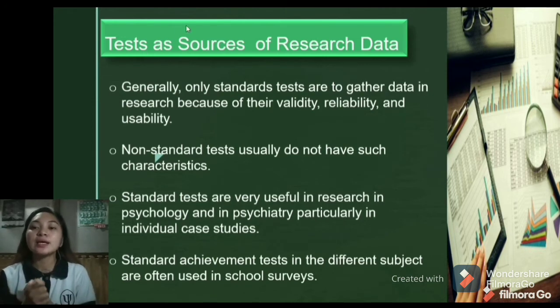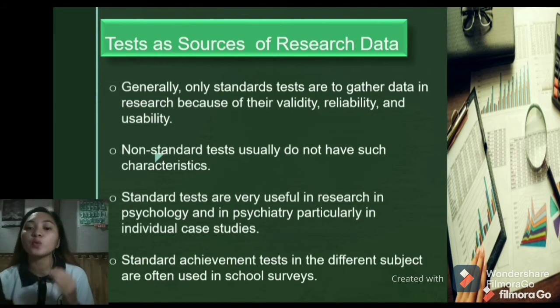And now we will tackle tests as sources of research data. Generally, only standard tests are used to gather data in research because of their validity, reliability, and usability. Non-standard tests usually do not have such characteristics. Hence, they are not used in research except when one wants to find out the levels of achievement of a certain group in a certain subject.